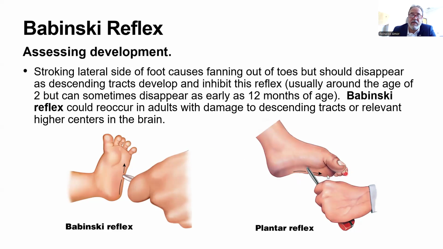Okay, if it doesn't happen, then there is a problem with the corticospinal tract, the descending motor tracts. So this is called the plantar reflex, which is expected in adults, but it's the Babinski reflex that is expected in those that are 2 years of age or younger. Let's continue on.